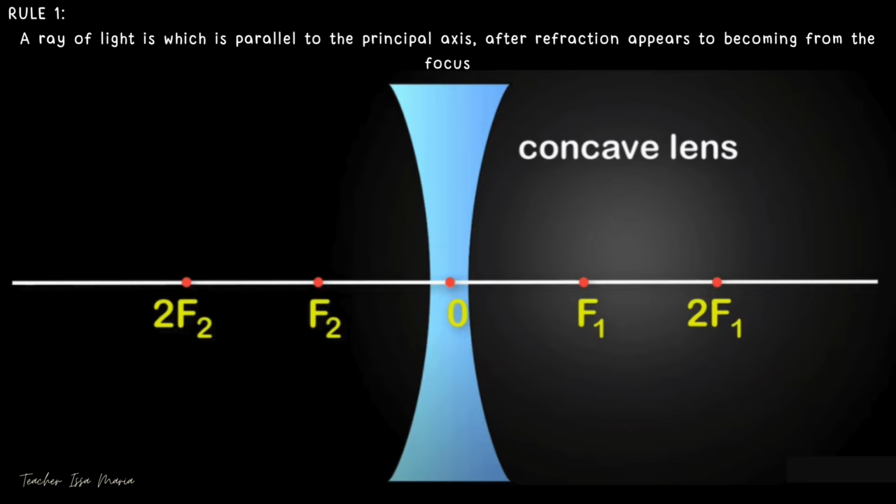To find the image, we just need two rays. Ray 1, this is a ray parallel to the principal axis. And after passing through the lens, it bends outward but looks like it came from the focal point on the same side. Next, ray 2.